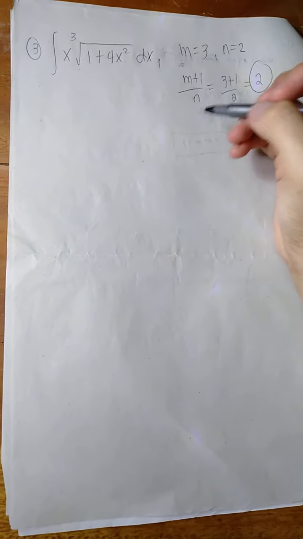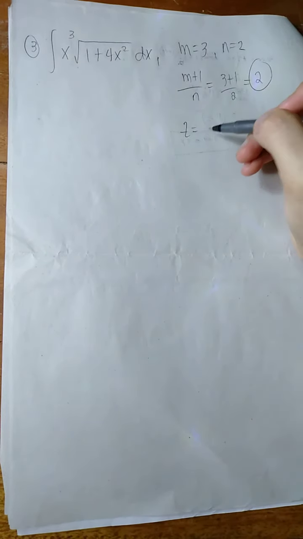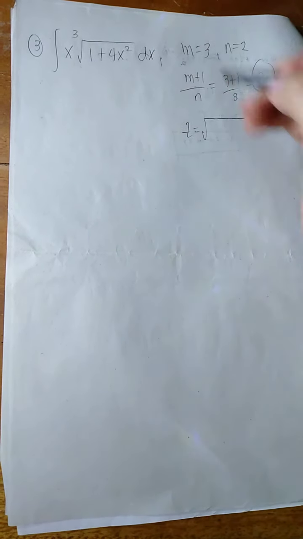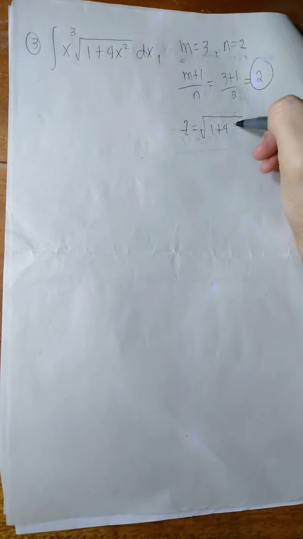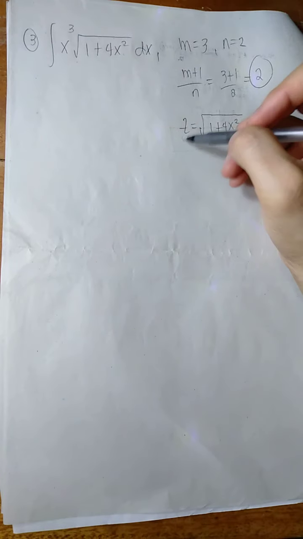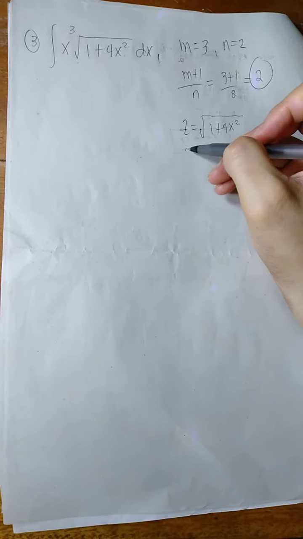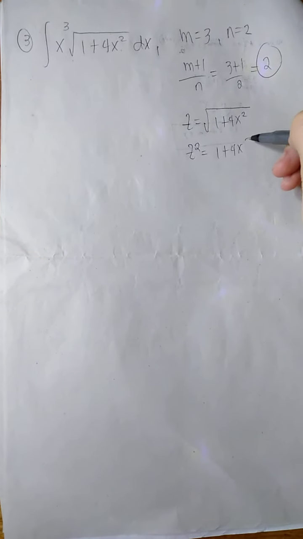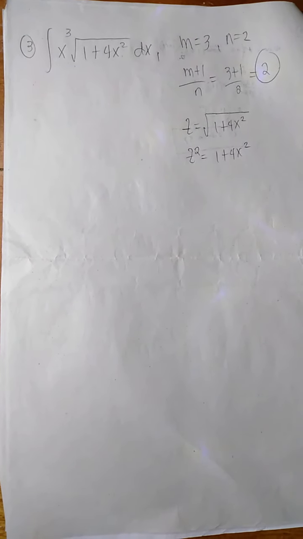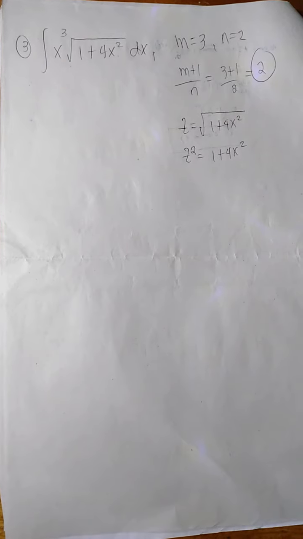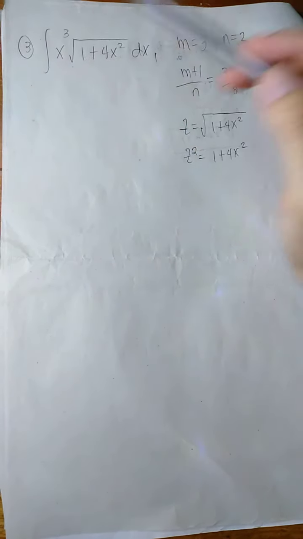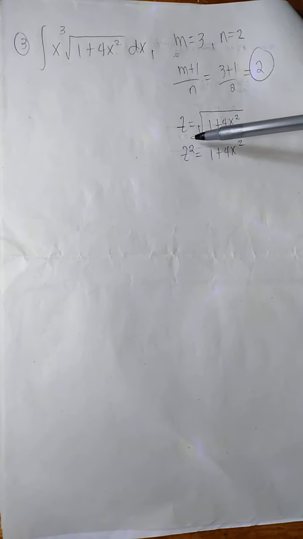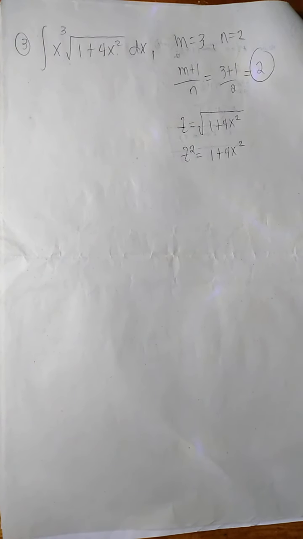So ang substitution natin dyan is z is equals to the square root of, kung ano nasa loob nyo, 1 plus 4x squared. And if we take the square of both sides, z squared is equals to 1 plus 4x squared. So ibig sabihin pala guys, we can replace this one by z. Okay? Then what's next?